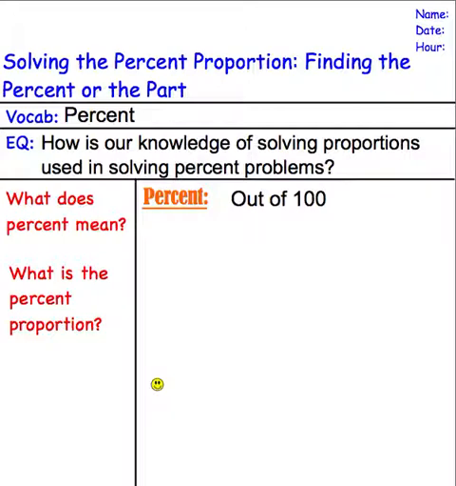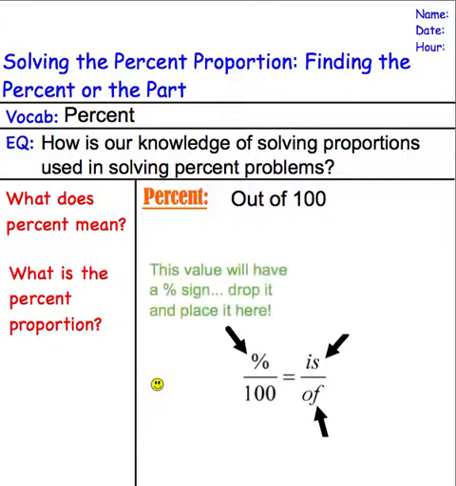So what we're going to look at today is that percent proportion, and some of you are wondering, what is this percent proportion? I set it up like this. Percent over 100 equals is over of. We'll start with the percent piece. This is the easiest part. This value will have a percent sign. Drop it and place it here. If you don't see a percent sign on a number, this is the value that's missing.